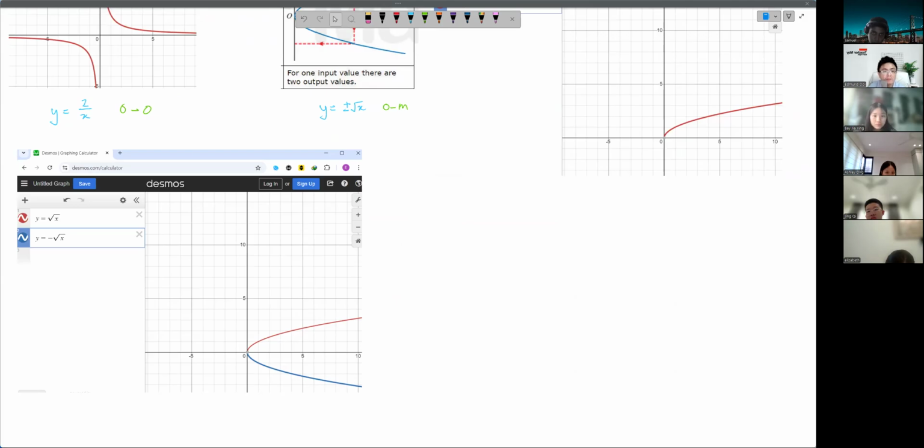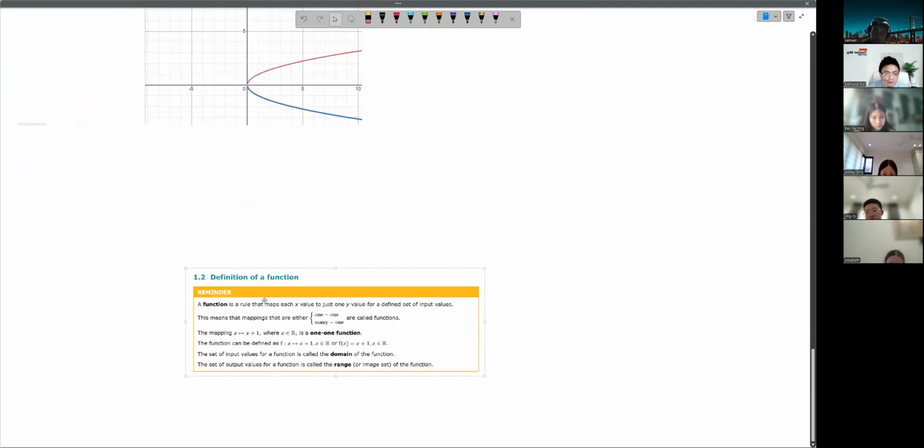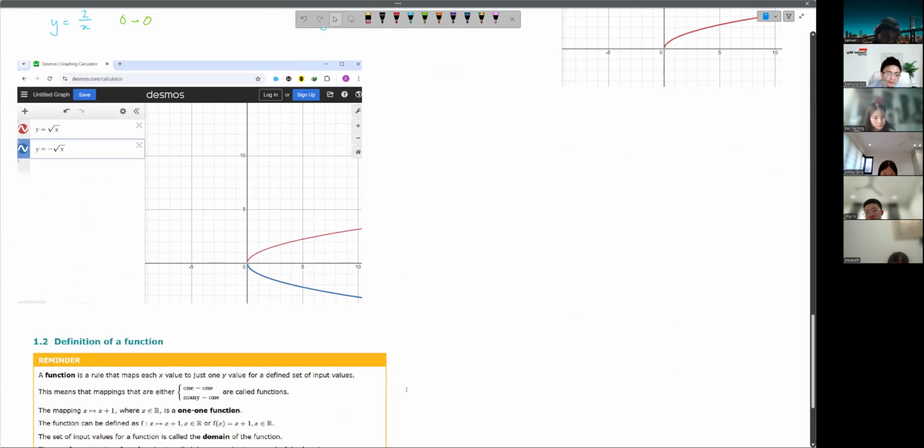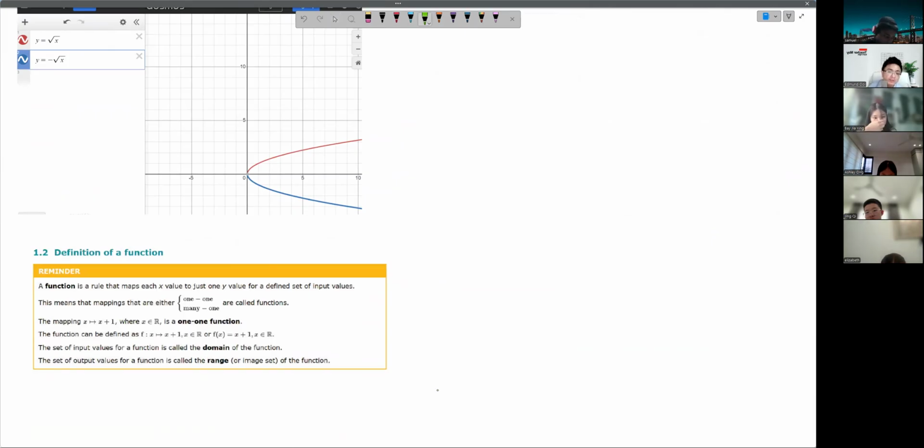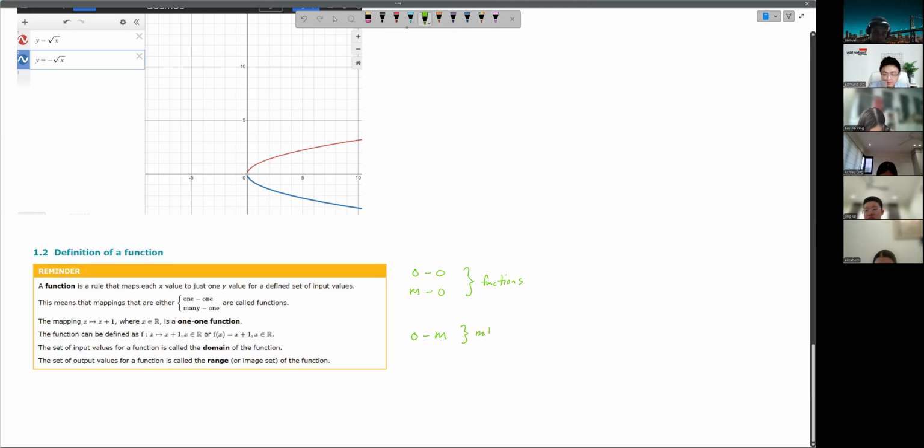Next is the definition of a function. What does it mean? If you read this, I give you one minute to read it. What it's saying here is that a function is a rule that maps each x value to just one y. So it's either one to one or many to one. If you have one to one or many to one, these are functions. If you have one to many, this is not a function.